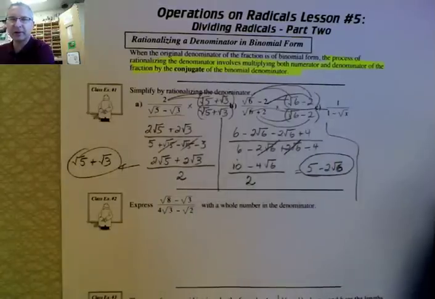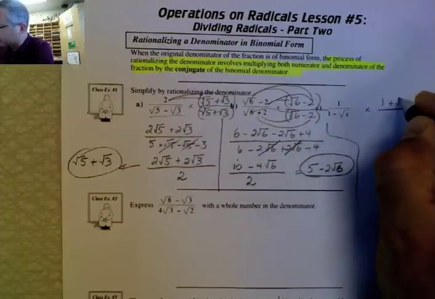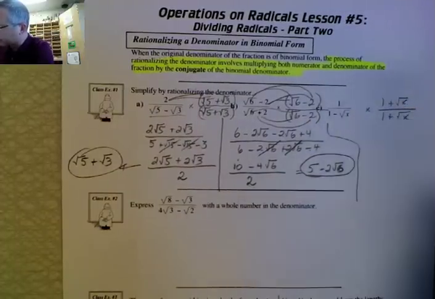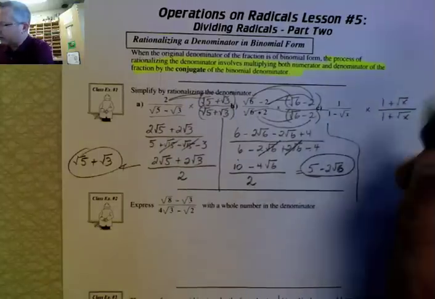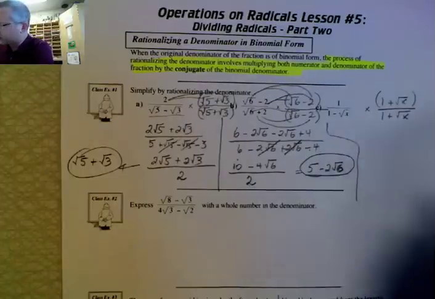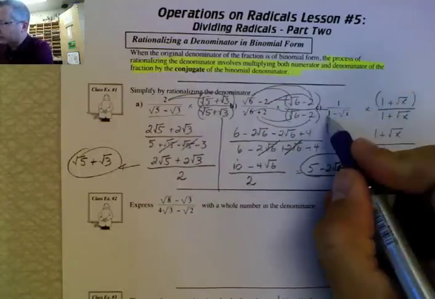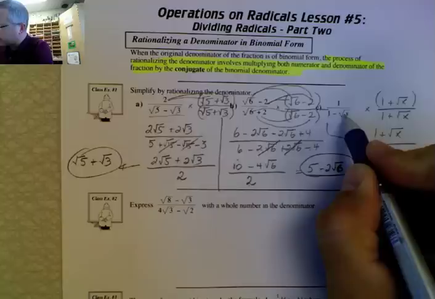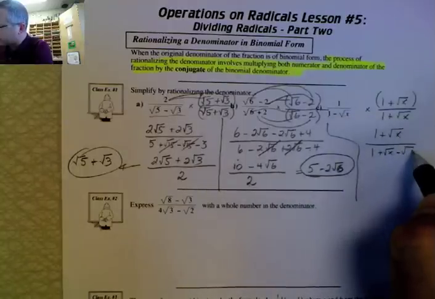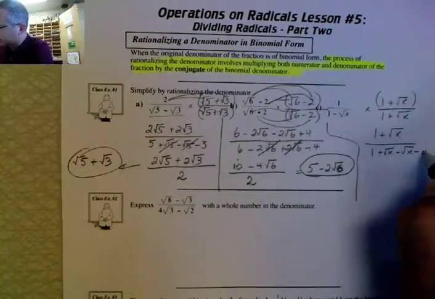The next question has a variable in it. It's not solved any differently. You still multiply by the conjugate, which in this case will be 1 plus root x. Now the numerator is easy. 1 times all of this binomial here is just that binomial, 1 plus root x. If we look at the denominator, 1 times 1 is 1. 1 times root x is just root x. Negative root x times 1 is negative root x. And negative root x times positive root x is negative x.